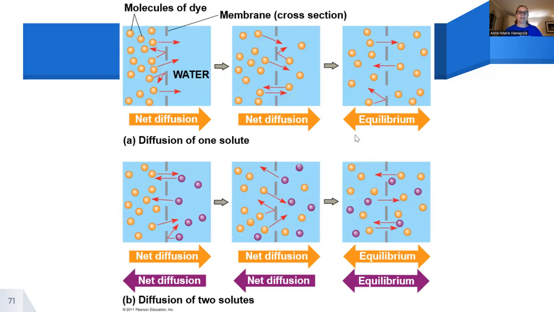So here you can see in the top diagram on the left, you've got a whole bunch of dye molecules on the left and none on the right, and they can pass through that membrane. So they're going to move back and forth across until they're evenly distributed, but then they're going to keep moving back and forth. And so that's dynamic equilibrium. The molecules continuously moving back and forth, but keeping about equal amounts on each side of the membrane.